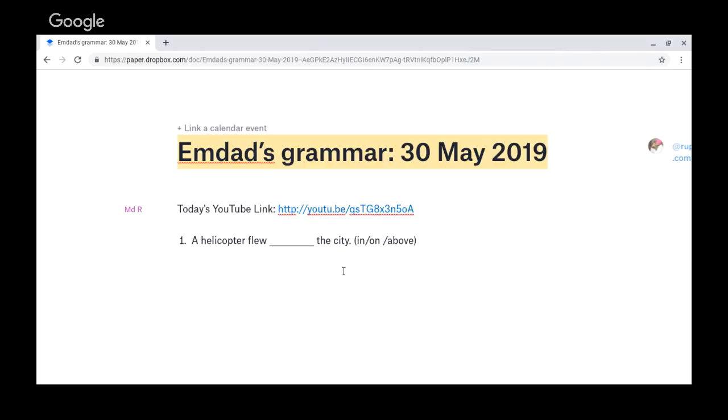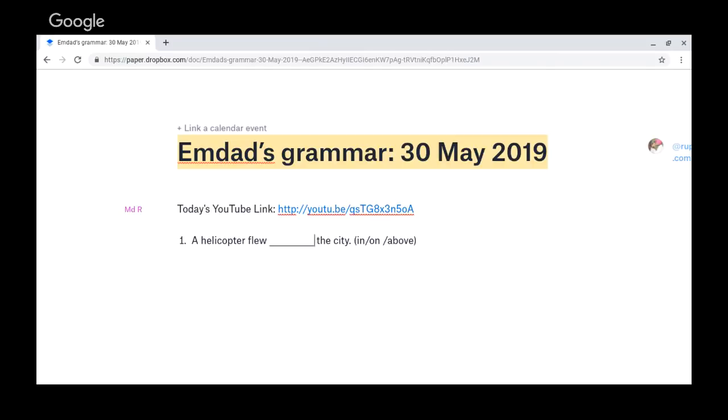So can we say a helicopter flew in the city? You can say the bus was driven in the city, the tram operated in the city, because we're talking about within four walls. But this particular helicopter, do you think that it runs on the road? Of course it doesn't run on the road. It just flies. Can we say on the city? On the city means actually it is sitting on the top of a building. Of course, we can say helicopter is on the rooftop or something like this.